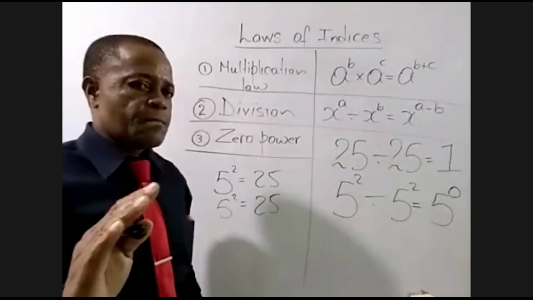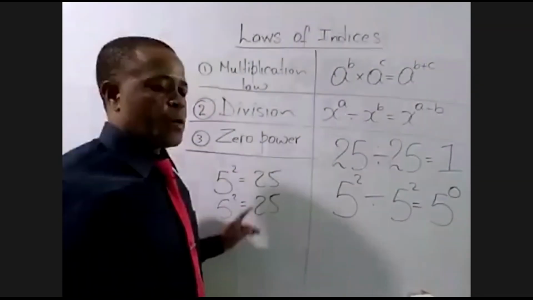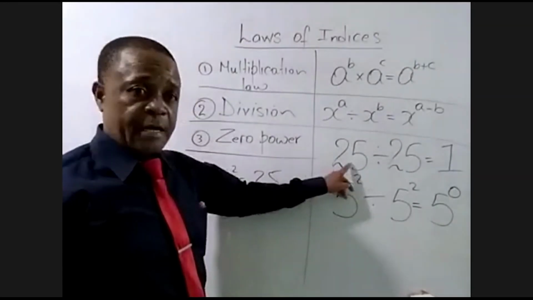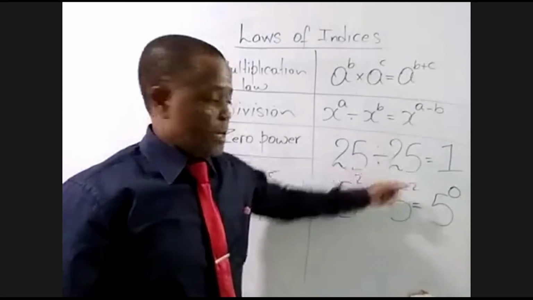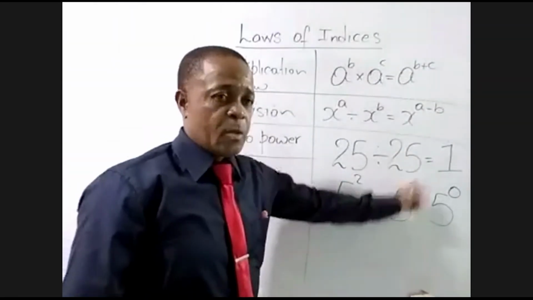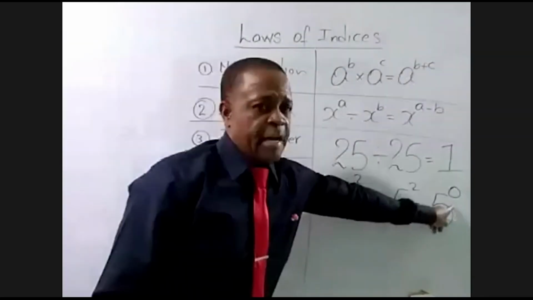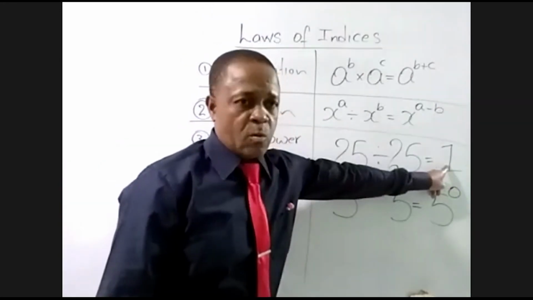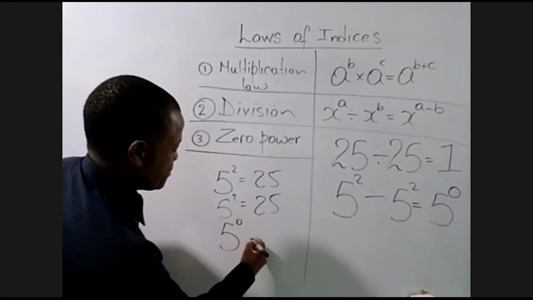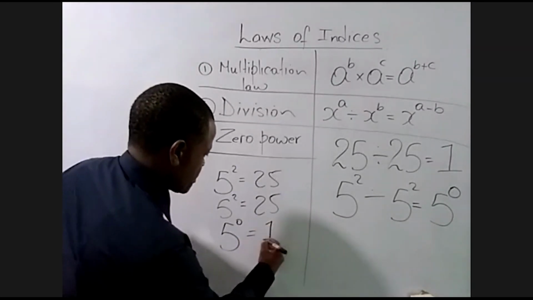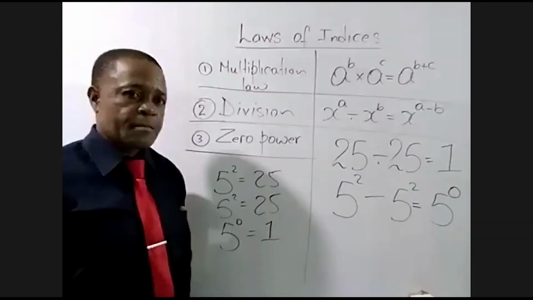Now, let's go back here. We're saying that 5 squared is 25. This 5 squared is also 25. 25 divided by 25, we know is 1. So this 5 to the 0 must be equal to 1. So here, we end up with 5 to the 0 is equal to 1. All right?